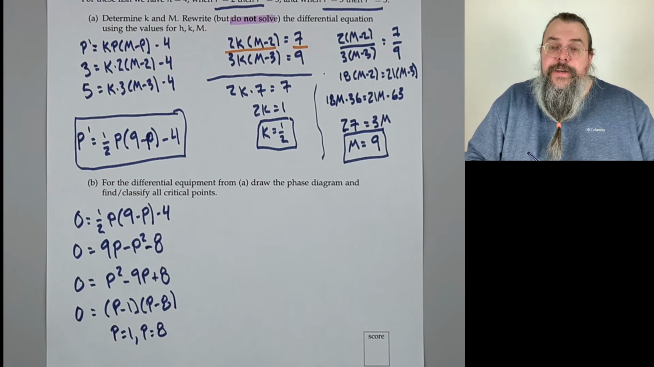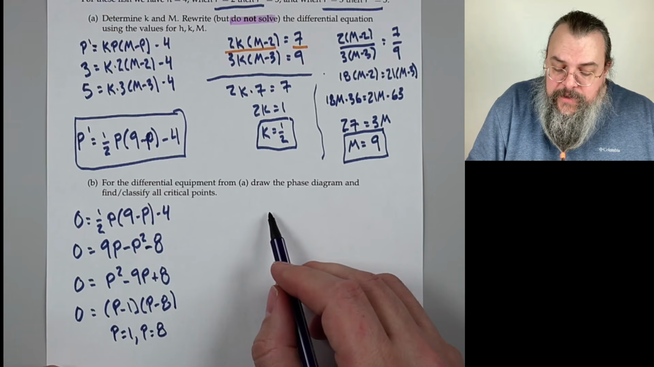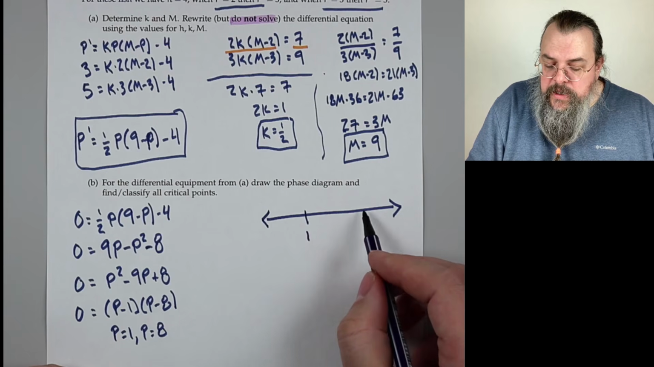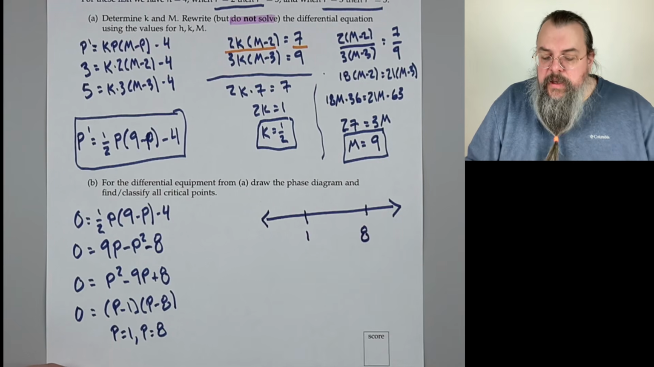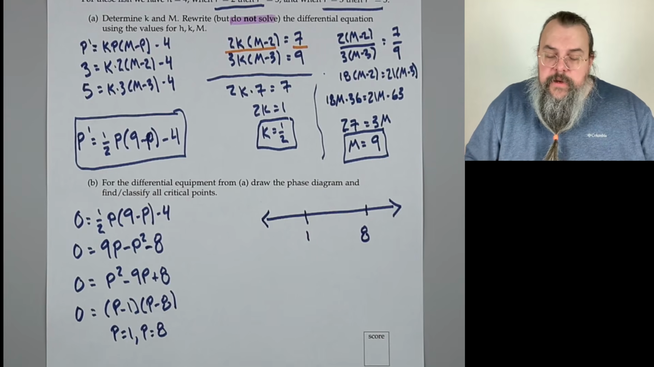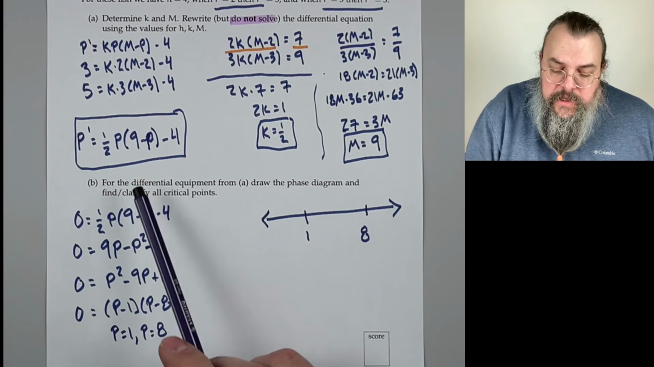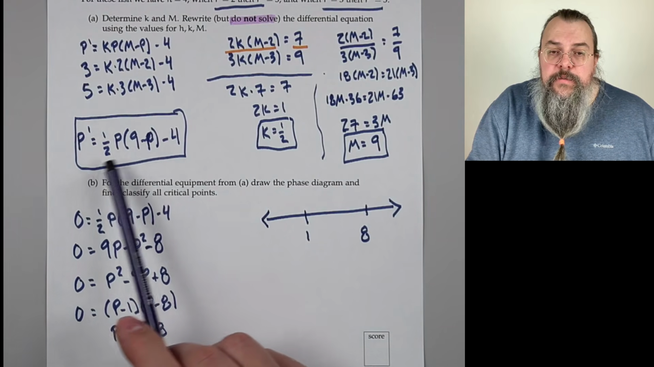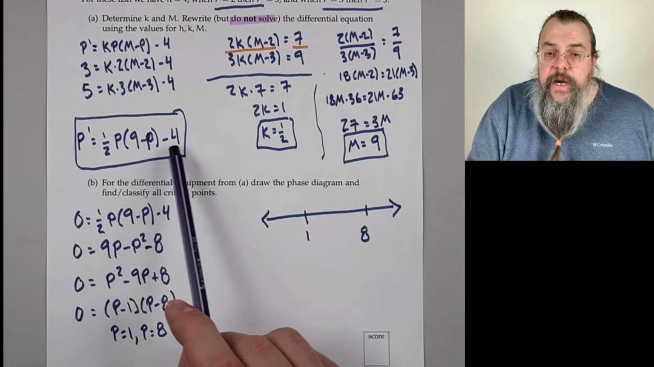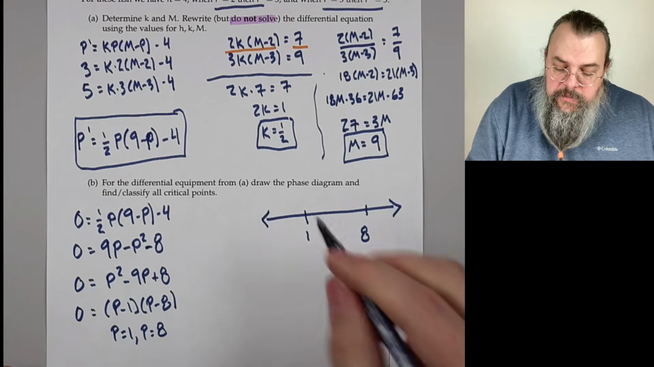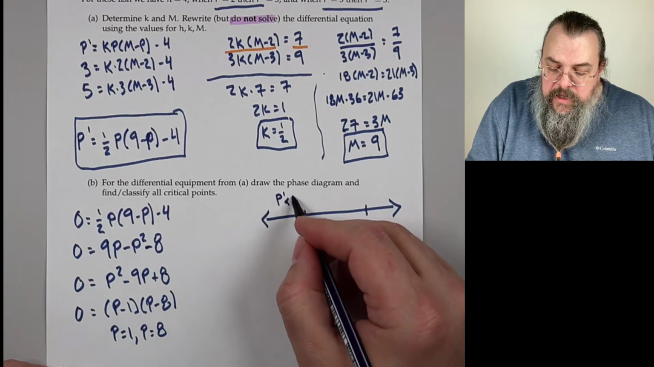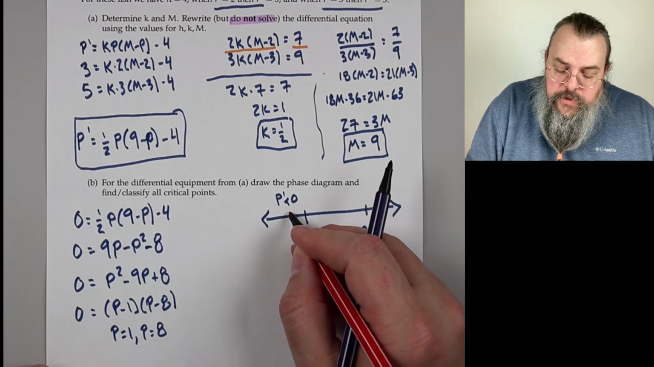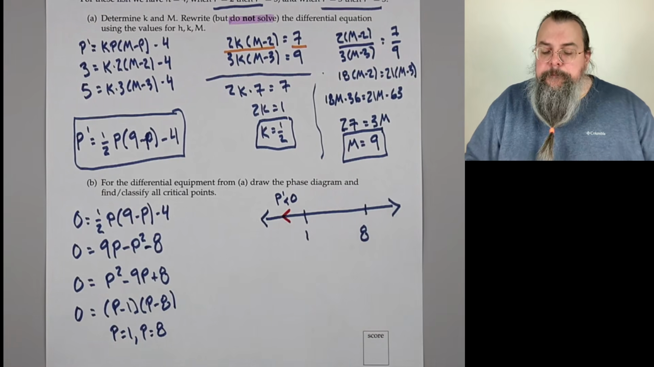Okay, good. So we're ready to draw our phase diagram. And so we'll mark 1 and 8. And now we just have to figure out what's going on. Well, suppose I plug in p equals 0, right? Well, that's easy. This part will be 0, and then we have minus 4, which means that p prime is negative here. Okay, so that says we're negative, we're moving to the left.